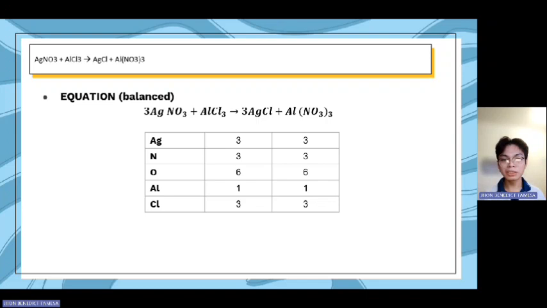So to answer the problem po, first, i-balance po natin siya. I just put the coefficients between the first reactant, which is the silver nitrate, and the first product na silver chloride. As you can see po, yung atoms ng nitrogen, oxygen, and chlorine is the same with the product and the reactant side.